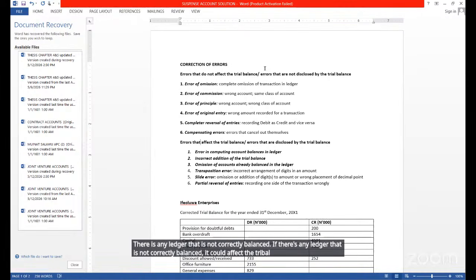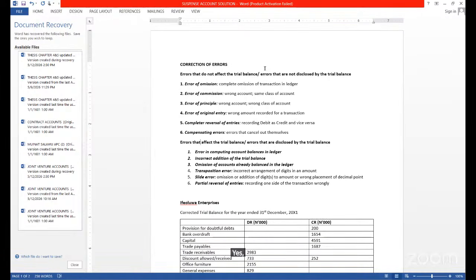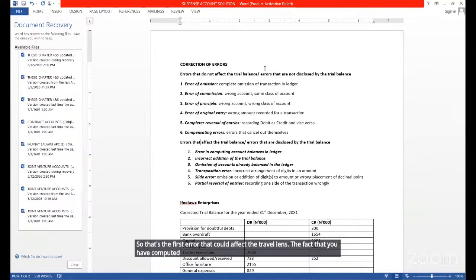If there's any ledger that is not correctly balanced, it could affect the trial balance. Are we together? So that's the first error that could affect the trial balance: the fact that you have computed your balance wrongly.